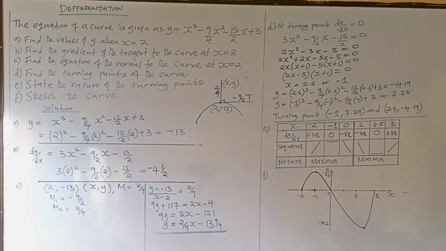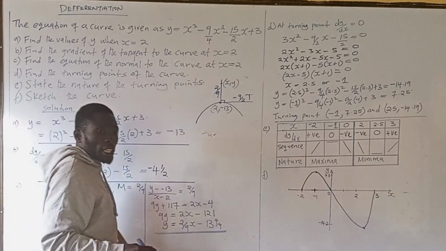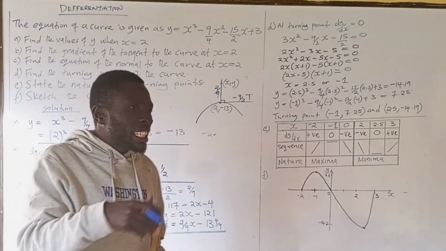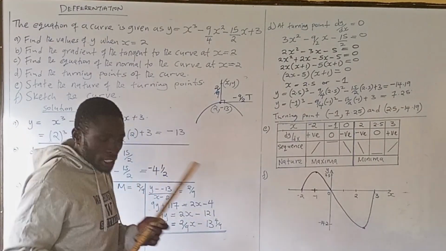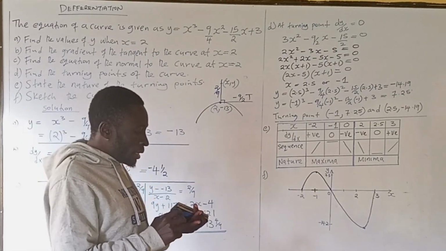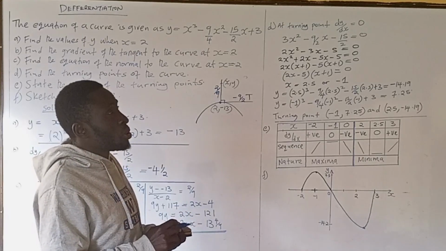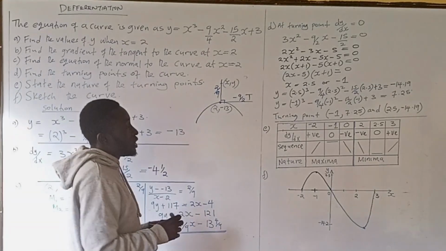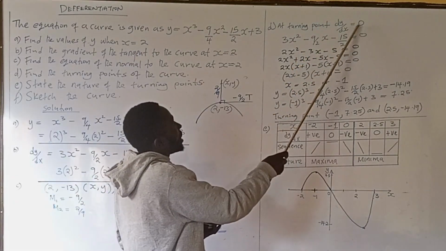Then part B: find the turning points of the curve. How do you get turning points? Another name for turning points is stationary points. This is where the object or the body is instantly at rest. So at the turning point, the gradient is normally 0. Anytime you are asked about a stationary point, turning point, or temporarily at rest, the gradient is 0. So those are 3 things that you need to know. At a turning point or stationary point, dy over dx is 0.